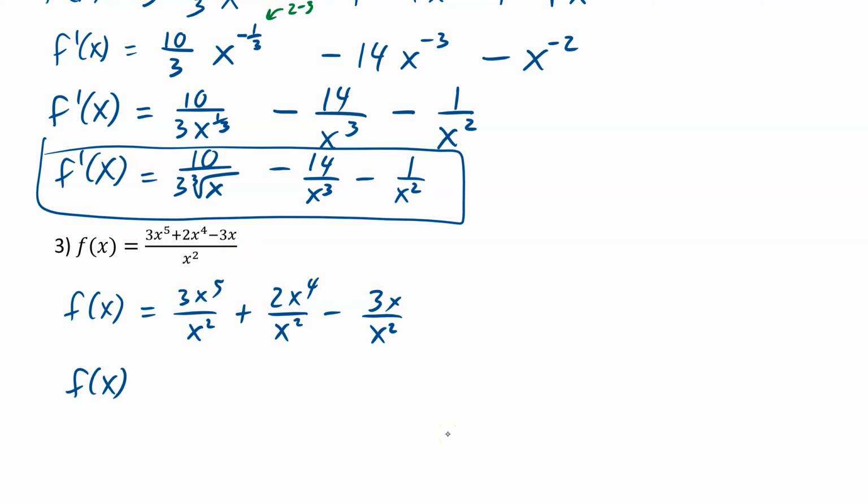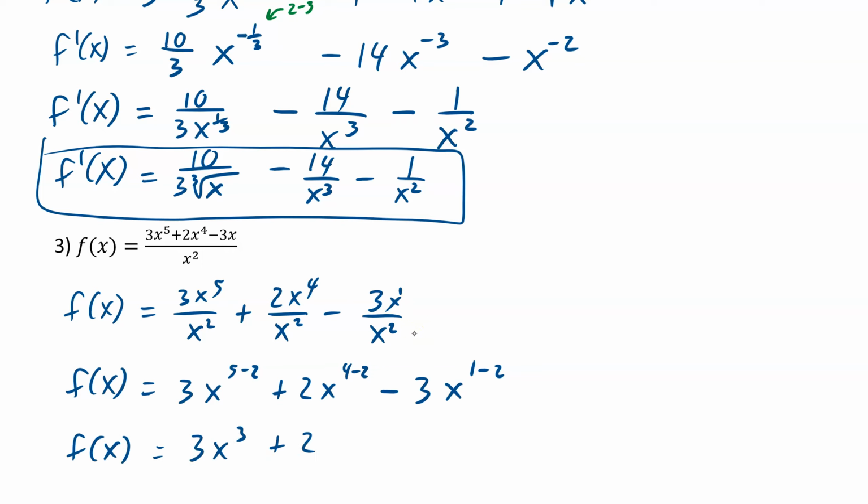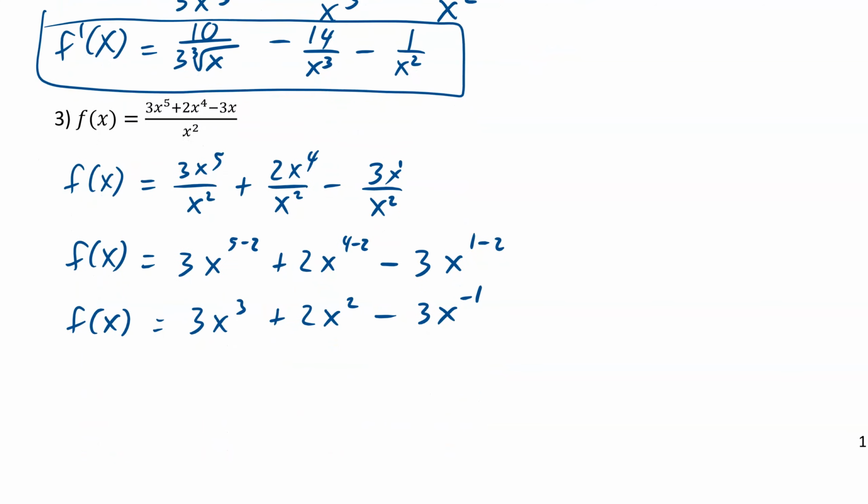And then we use our fraction rules we did before, so we're just subtracting them. So x to the 5 minus 2, 4 minus 2, 1 minus 2. So it's just numerator subtract denominator, numerator subtract denominator, numerator subtract denominator. So our f of x is equal to 3x cubed plus 2x squared minus 3x to the negative 1. And now we have our nice general power form. We take our derivative.